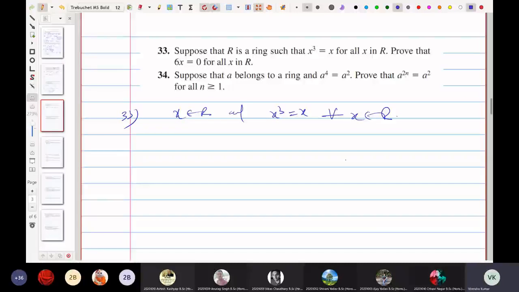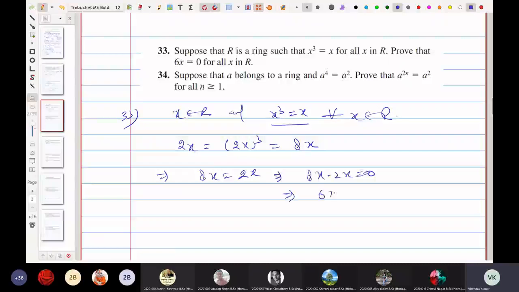This is a ring, and we need to prove that 6x equals 0. Because this holds for every x in R, we can write 2x equals 2x cubed, and this equals 8x. This implies that 8x equals 2x, so 8x minus 2x equals 0, and so 6x equals 0.